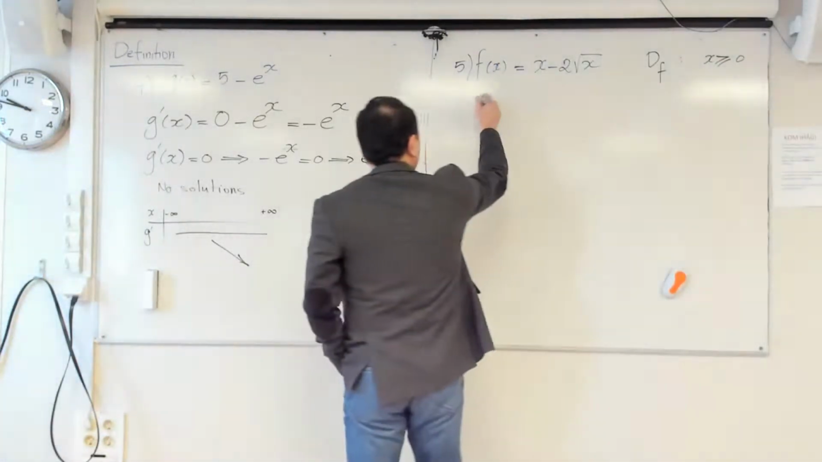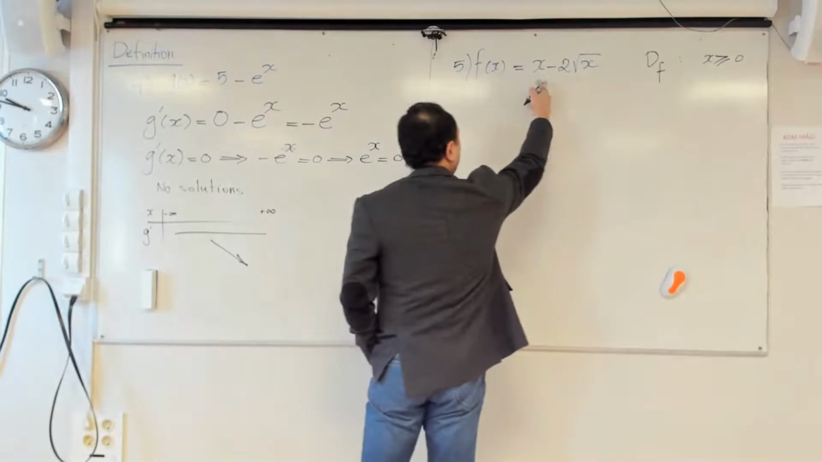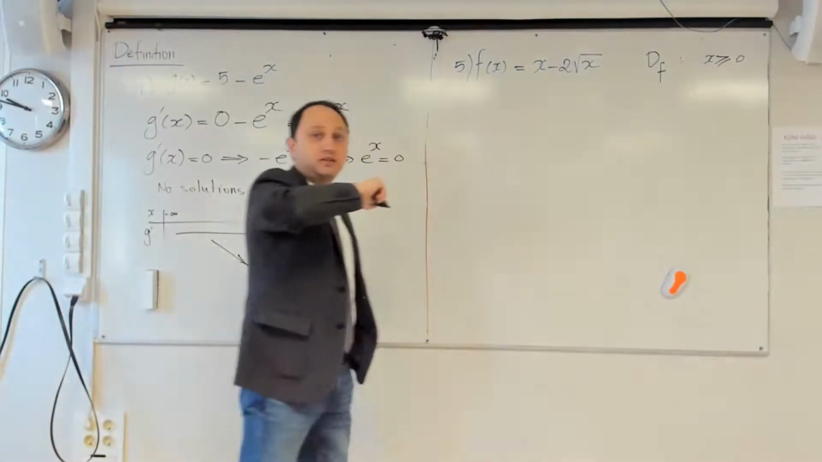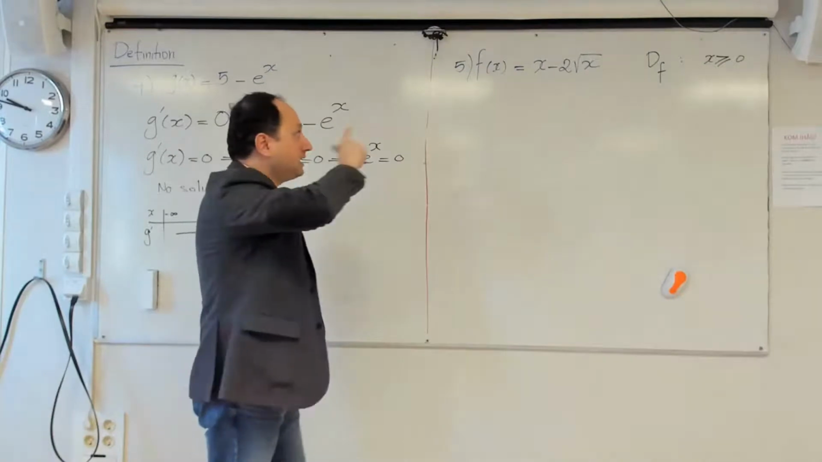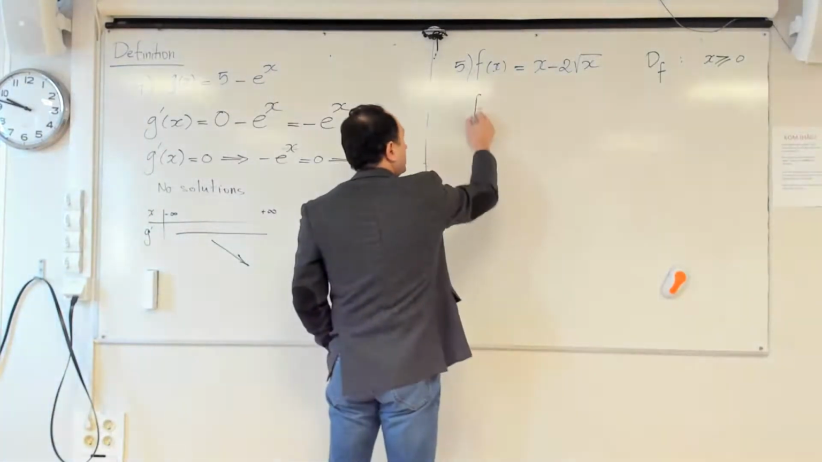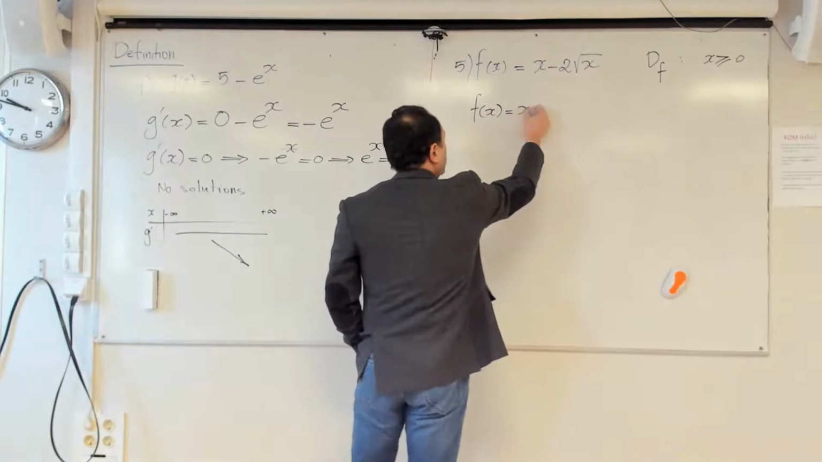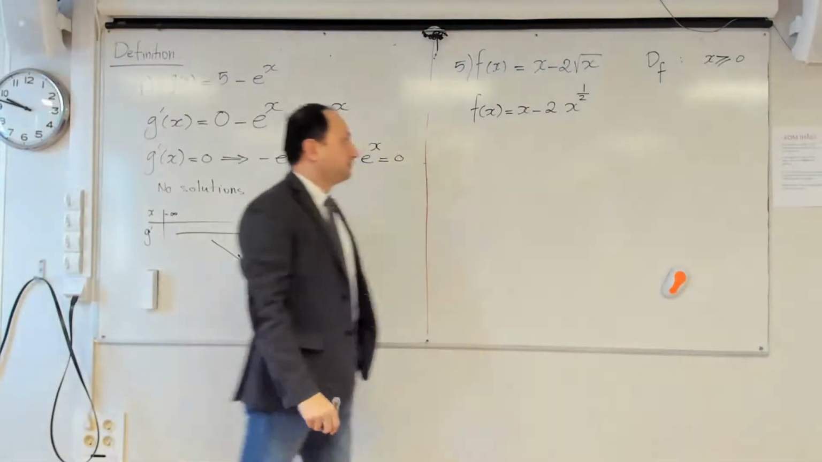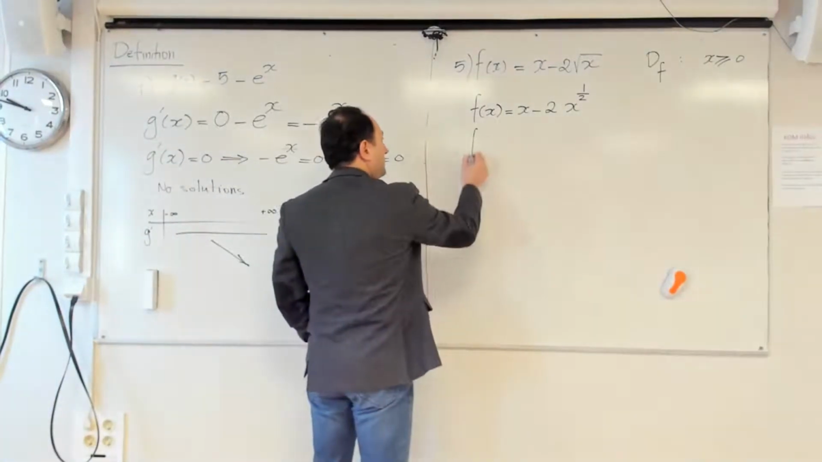Okay, the next step, I want to take the derivative. But you remember, if I have a square root of x and I want to take the derivative, what I need to do is to change the form of the function first. x minus 2x to the power of 1/2. And then I can differentiate it.